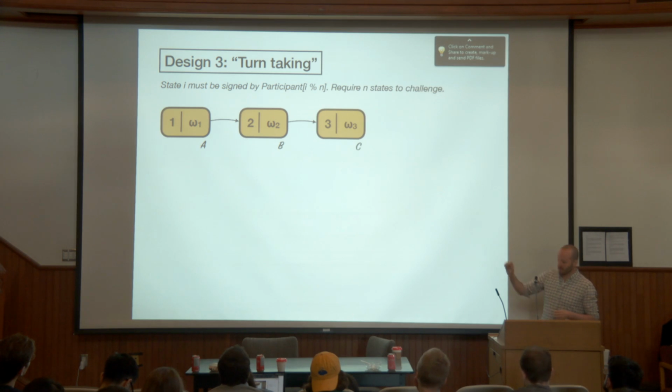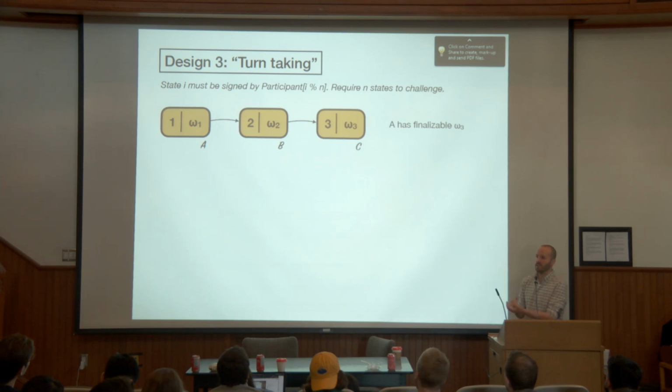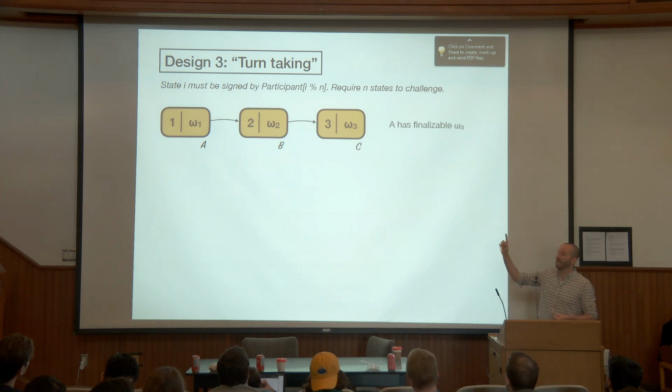In this situation at the top, what can we say about A? Well, A has the finalizable outcome omega 3. A can finalize that by withholding their signature. If this goes to chain, eventually the system will be driven forward into the omega 3 state, and then the only person that can sign the fourth state is A. So A has a finalizable outcome here.